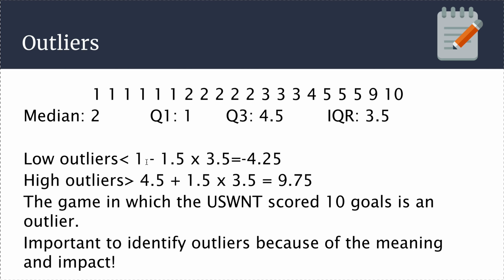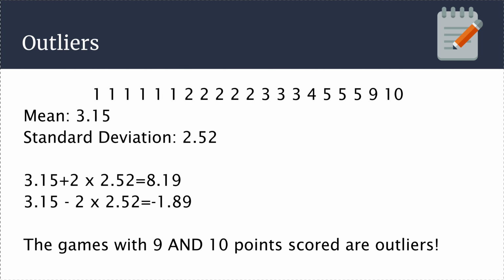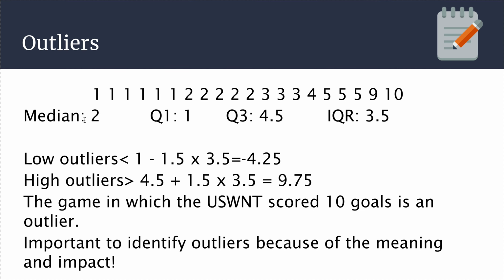So the low outliers we would calculate like this. We have 1.5 times the IQR, which was 3.5. So if we do 1.5 times 3.5, and we subtract that from Q1, which is 1, so 1 minus whatever that product is will take us down to negative 4.25. Are there any scores less than negative 4.25? No. So there are no lower outliers.